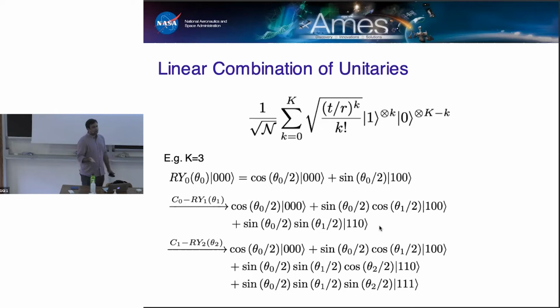I can continue on in this fashion. I can control on the value of the first qubit being in the 1 state, and then apply an Ry rotation on the second qubit. And now I've basically mixed the 110 state with the 111 state, right? And so you can see that I'm producing precisely states of the form that look like this. But now I have to just match what these amplitudes are to these particular numbers, right?